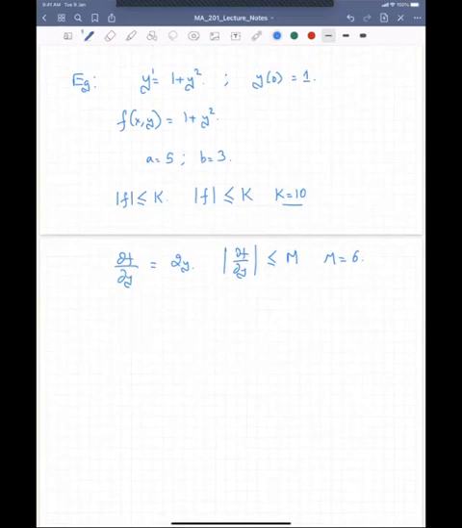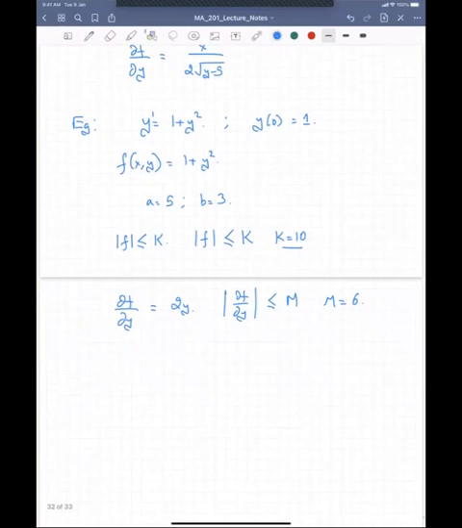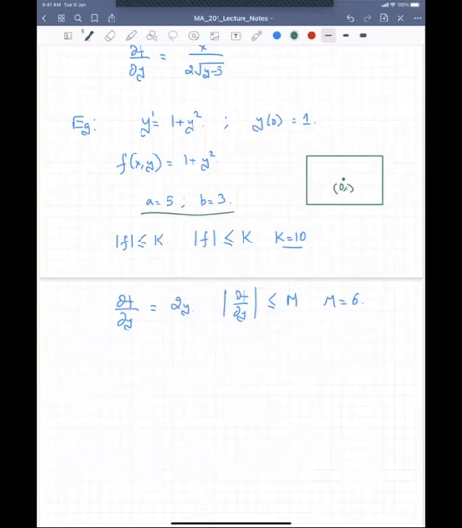How did we get k as 10? So my rectangle is this, right? So this is the point x0, y0, which is 0, 1, in the xy plane. Agreed? So I am choosing a equals 5 and b equals 3. I don't know, I can choose other things also, a equals 10 and b equals 5. I need to check, right?